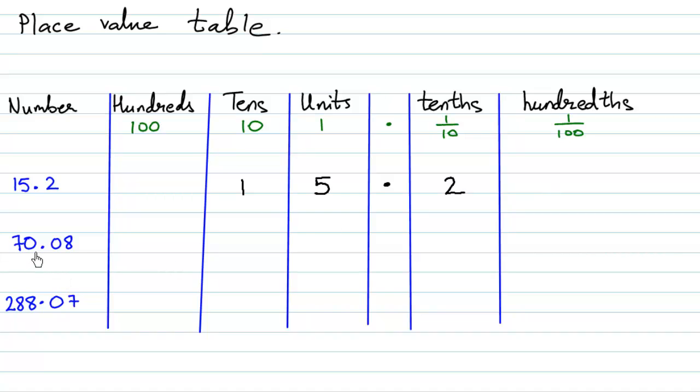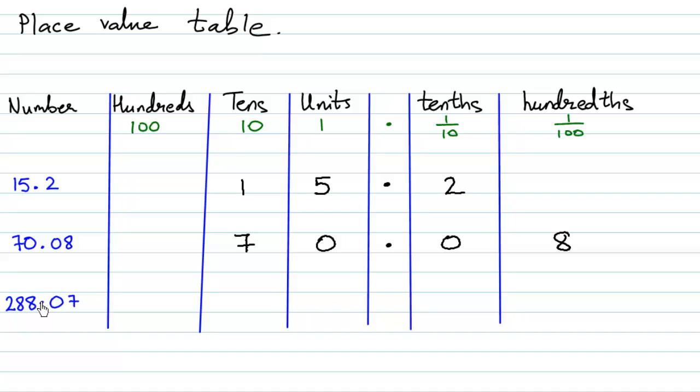Similarly, 70.08. So we shall be writing the decimal point one below the other. And then we shall be writing the 0 under the units place, 7 under the tens place, and then 0 under the 1 upon 10 place. And then the 8 in the hundredths place, means 1 upon 100 place.